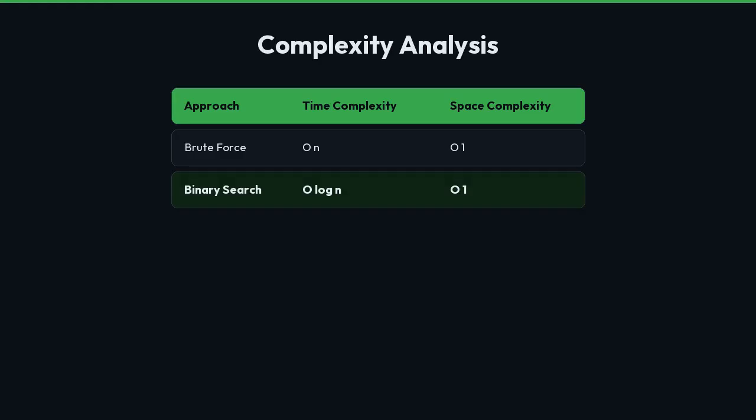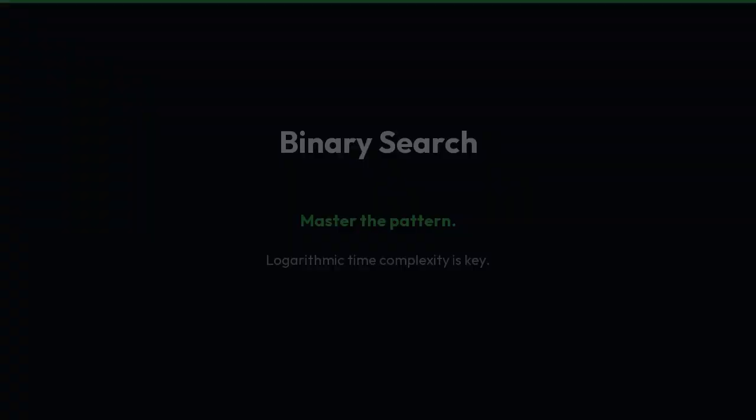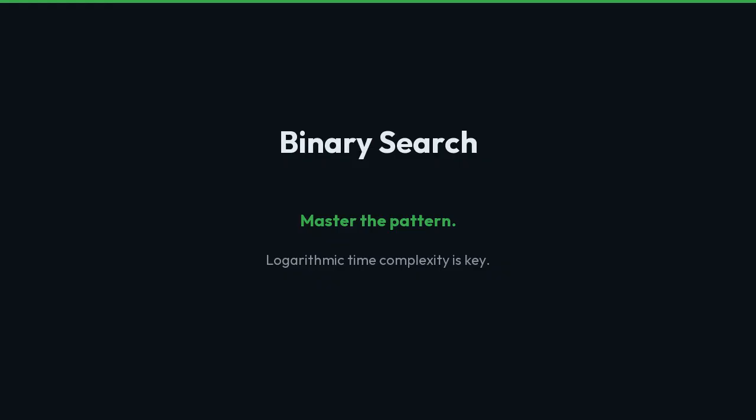The brute force approach runs in O(n) time by checking every element. Binary search reduces this to O(log n) time, because we halve the search space at each step. The space complexity remains O(1) since we only use a few integer variables for pointers. Binary search is the definitive pattern for efficient lookup in sorted data. Mastering the boundary updates and loop conditions will save you from off-by-one errors.